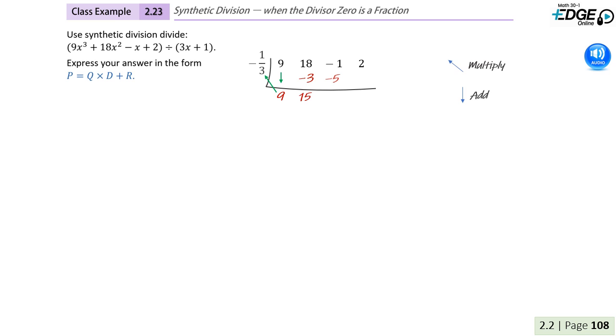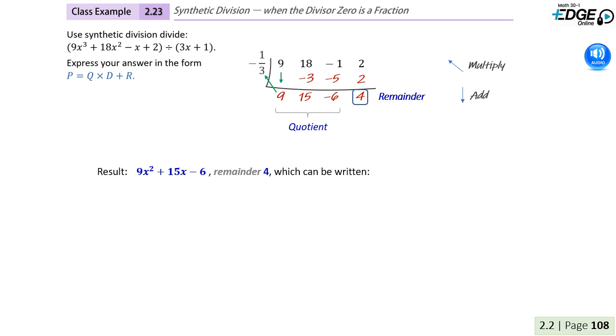We add to 18 to give 15. Negative 1/3 of 15 is negative 5, which adds with negative 1 to make negative 6, which multiplies to make positive 2, and adds up to a remainder of 4. Our quotient is therefore 9x squared plus 15x minus 6 with a remainder of 4.